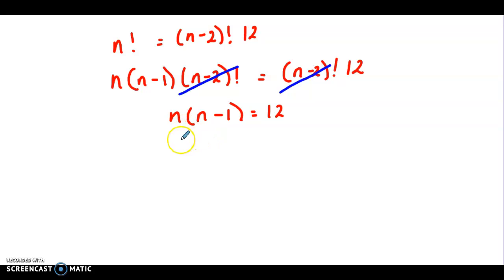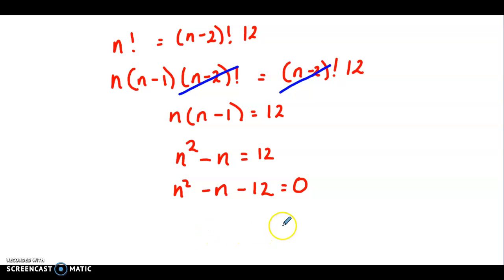To finish solving for n, distribute. n times n is n squared. n times minus 1 is minus n, equals 12. We're going to subtract 12 from both sides. And we end up with n squared minus n minus 12 equals 0. We need to finish solving the quadratic equation.